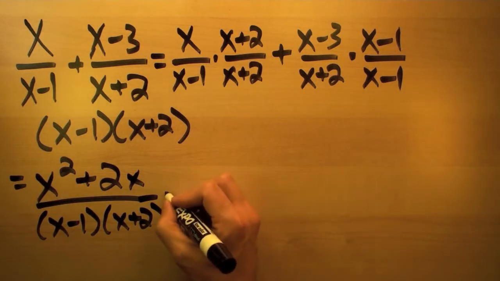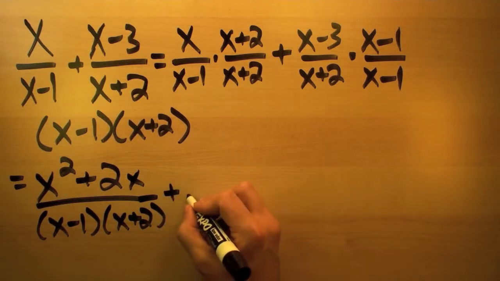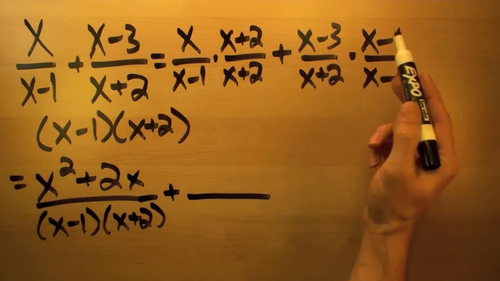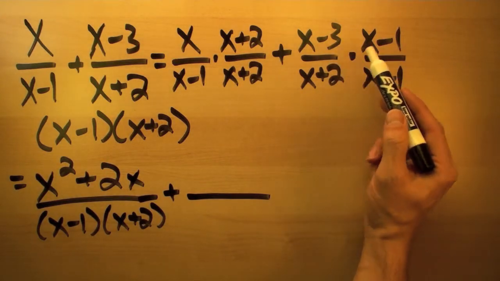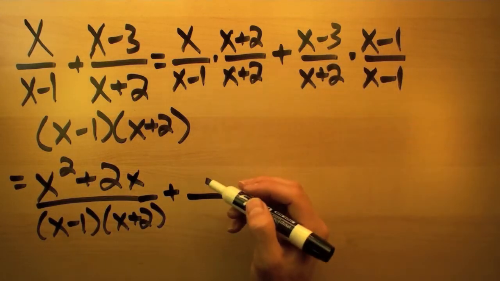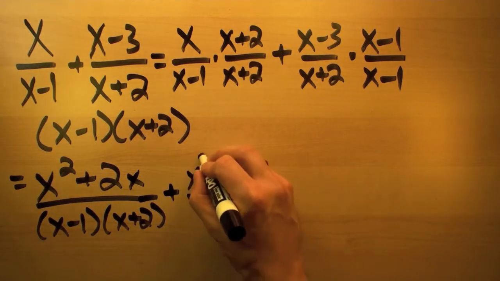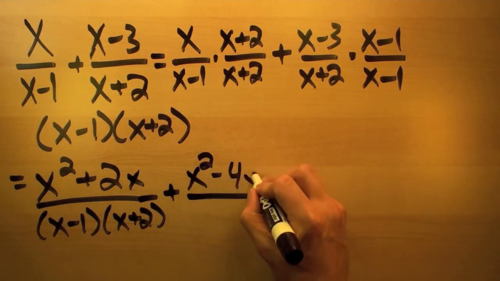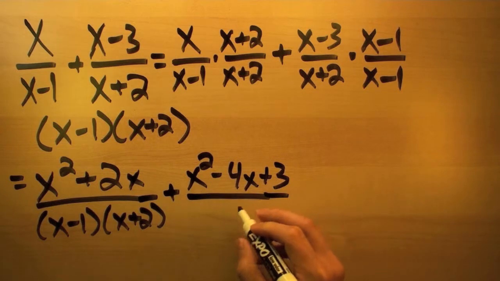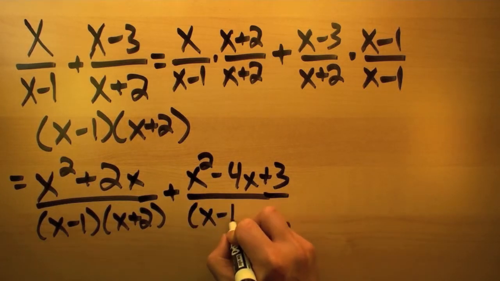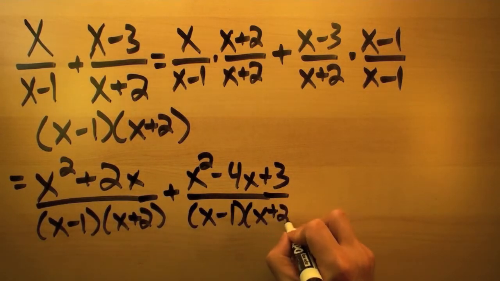And we'll add to that x minus 3 times x minus 1, so we're going to FOIL that out, giving us x squared minus 4x plus 3 all over x minus 1 times x plus 2.